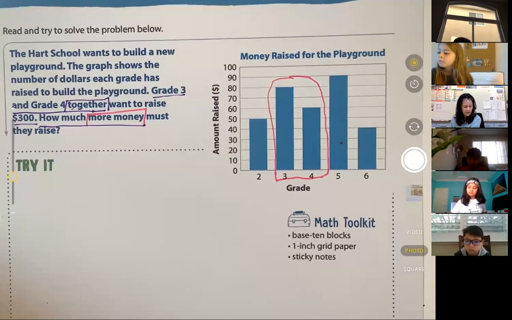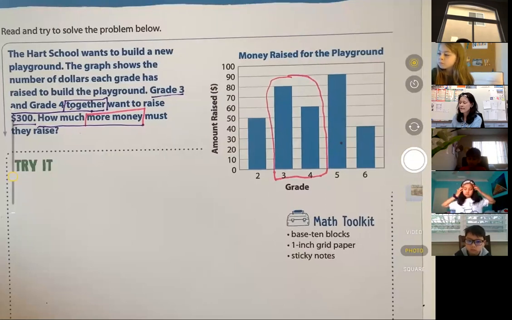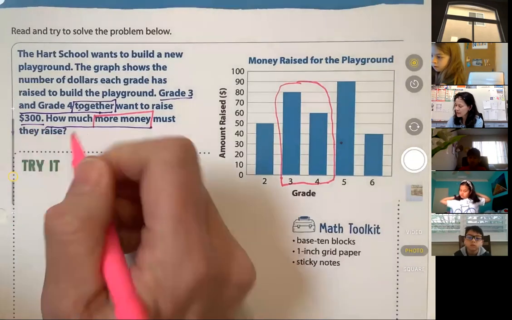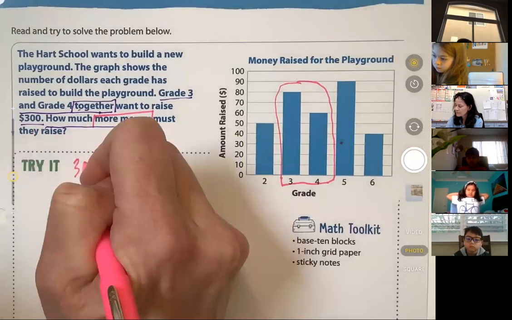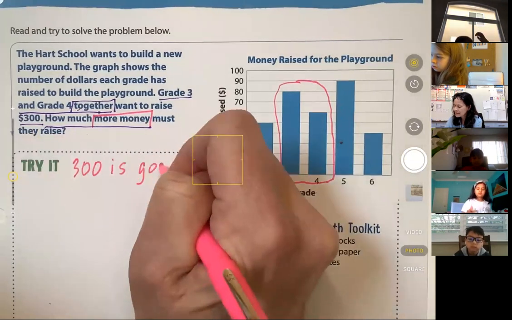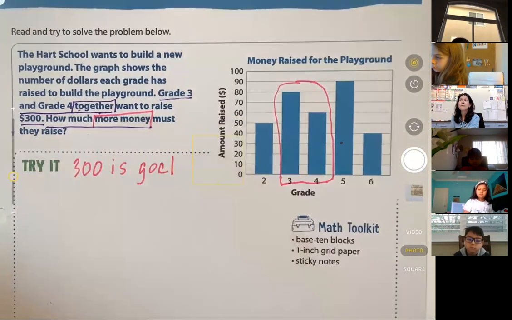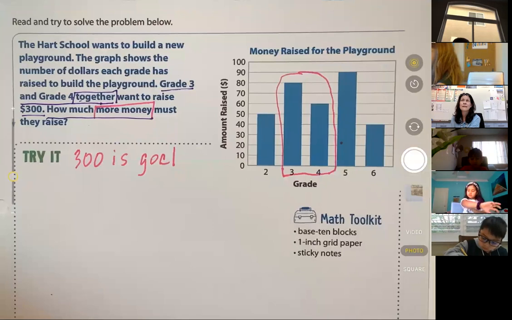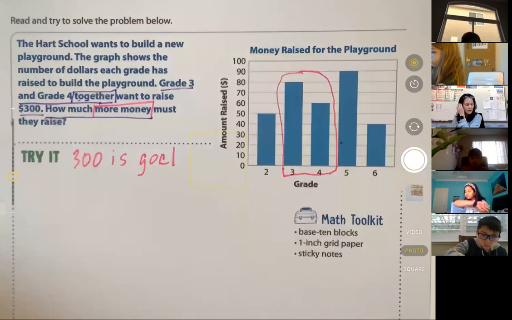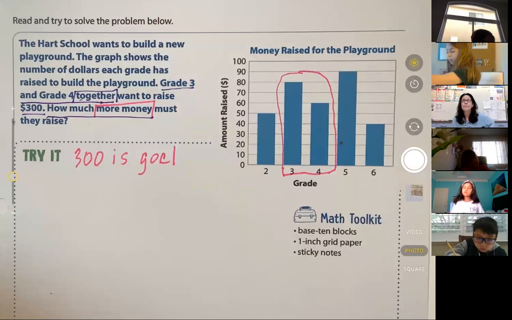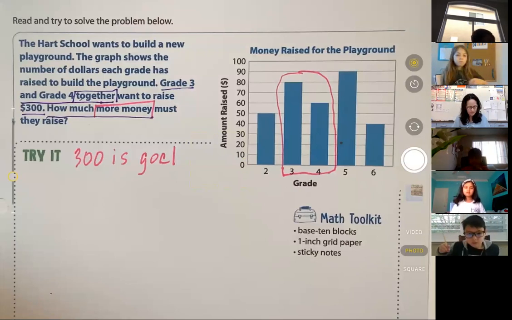I know that $300 is the goal because the problem is telling me that. So $300 is goal. That's where we need to be. And again, hybrid students, please make sure you are taking very thorough, complete notes here, okay? $300 is the goal. The first thing I need to find out is how much has been raised so far.